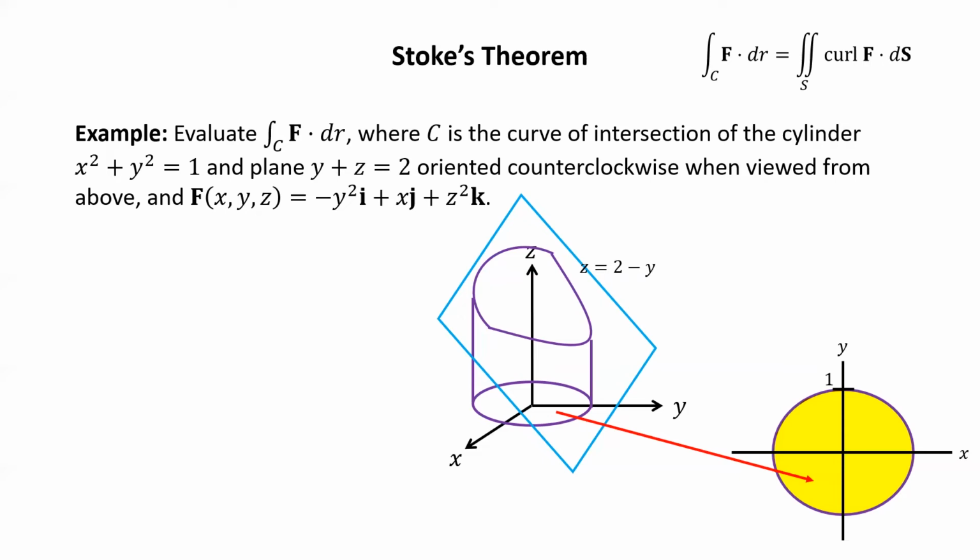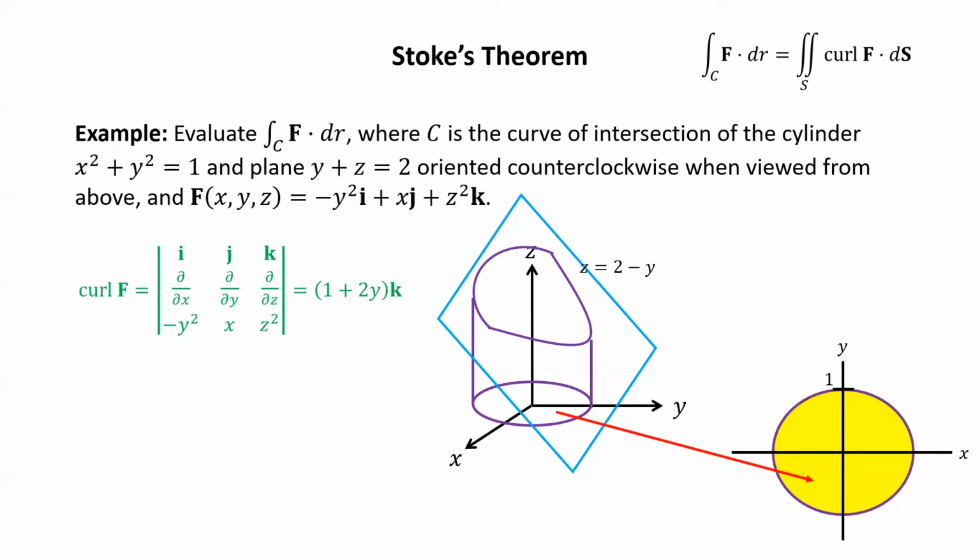So now we're going to apply Stokes' theorem to compute this line integral, which means that we're going to compute the surface integral instead. So first we'll need the curl of F. To compute the curl of F, we put i, j, k, the three partials in the second row, and in the third row, we put the components of the vector field, negative y squared, x, and z squared. When we do the i component, we get the partial with respect to y of z squared, which is 0, minus the partial with respect to z of x, which is 0. For the j component, we get the partial with respect to z of negative y squared, which is 0, minus the partial with respect to x of z squared, which is 0.